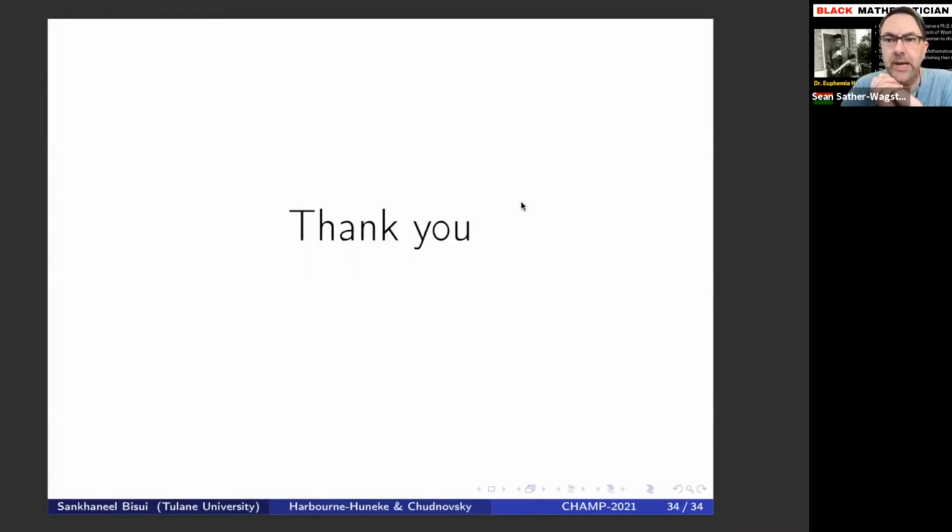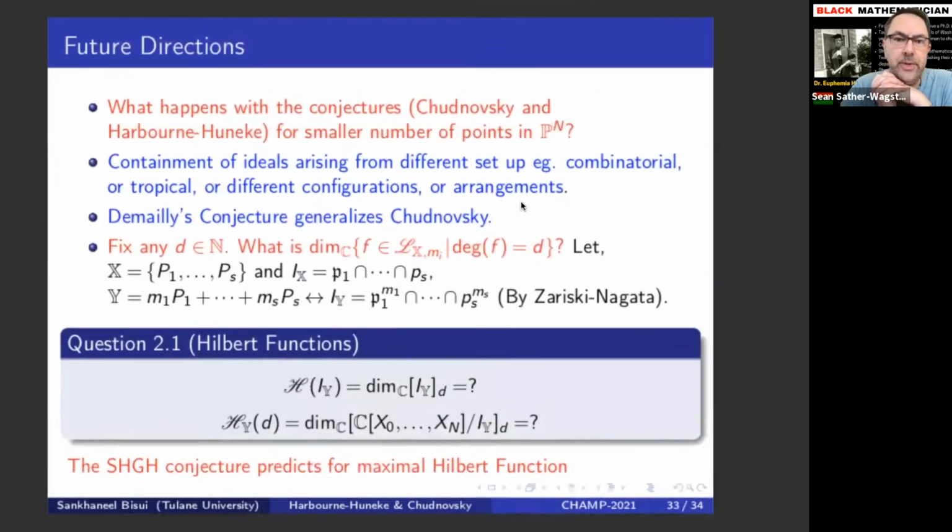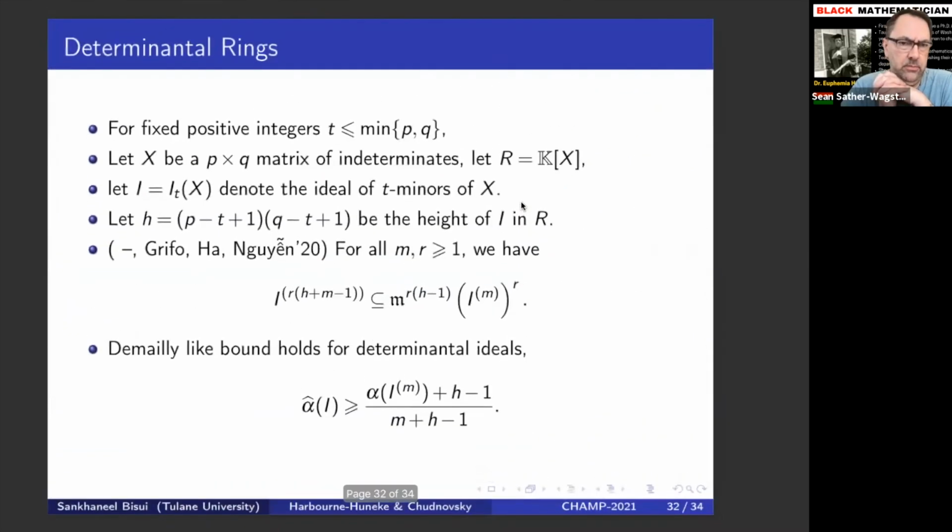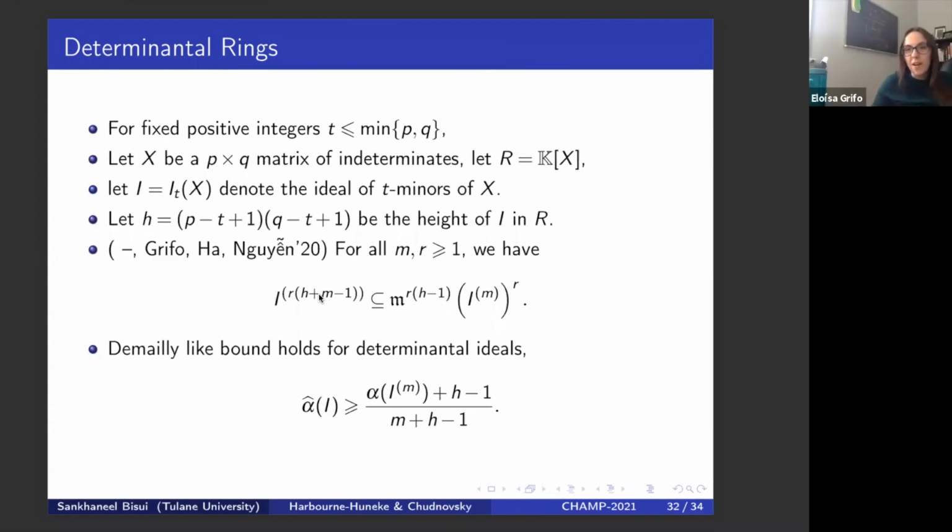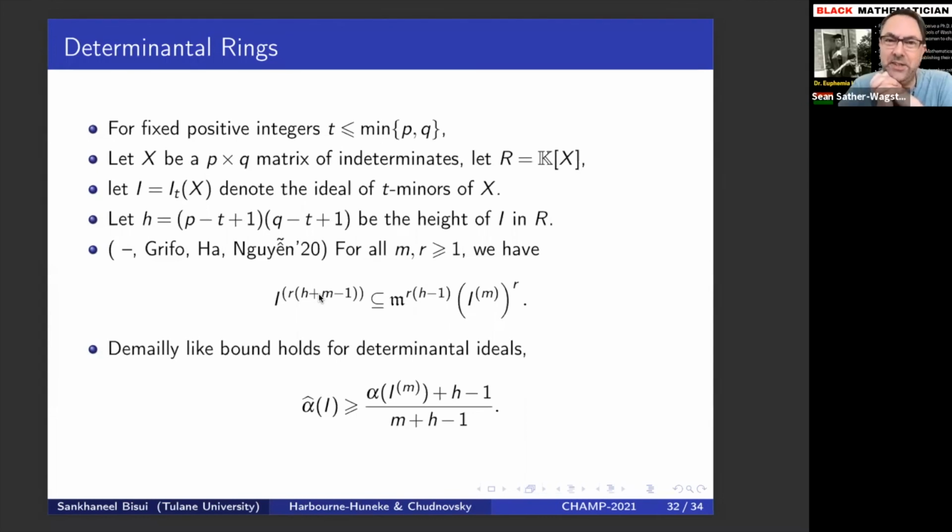Sankhaneel, would you mind going back two slides to the determinantal? My brain must be broken. The symbolic powers of those ideals aren't just the regular powers? Okay. To take maximal minors, they are. Otherwise, they're not. Thank you.